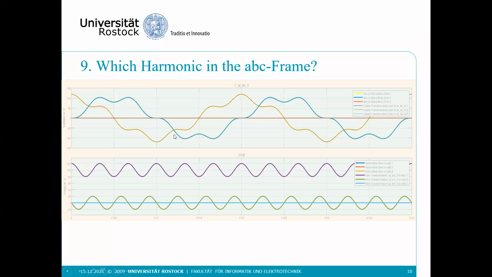Okay, so here I would name something like this. So this is your V alpha, this is your V beta, this is VD, this is VQ. And this is your time period.